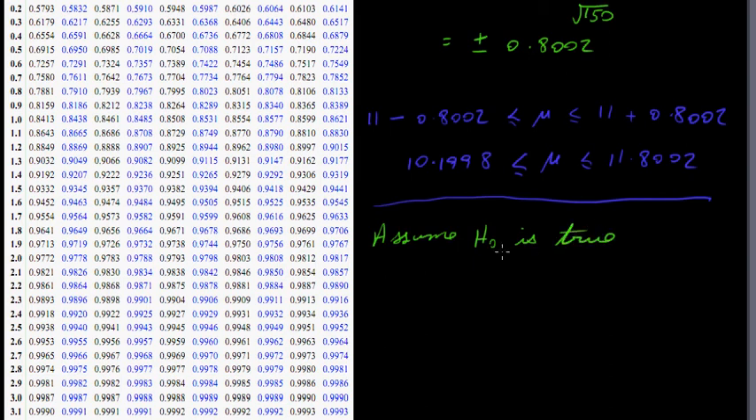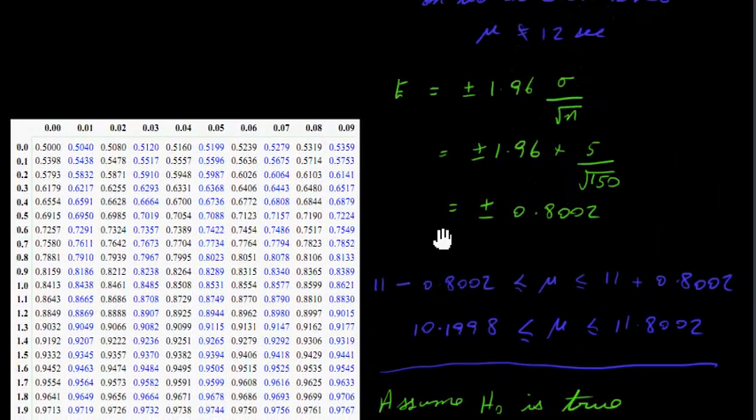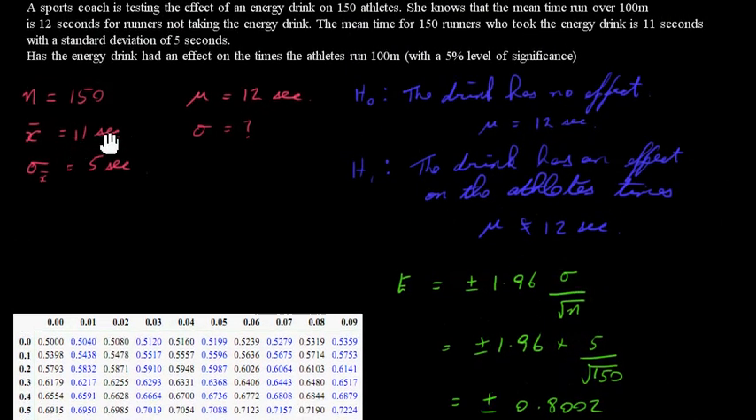We're going to assume that the null hypothesis is true, that the drink has no effect on the athletes' times. So what we want to do is find the probability of getting a value of 11 seconds or a more extreme value than 11 seconds. So if the drink has no effect on the athletes, what's the probability of getting a value of 11 seconds or a more extreme value?